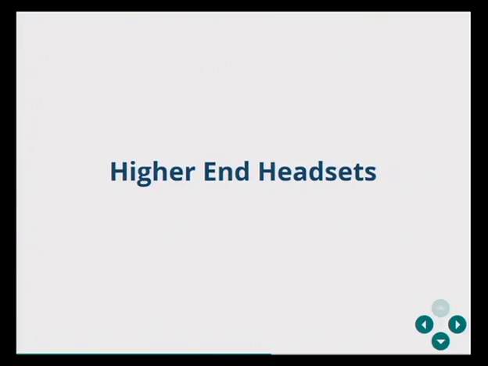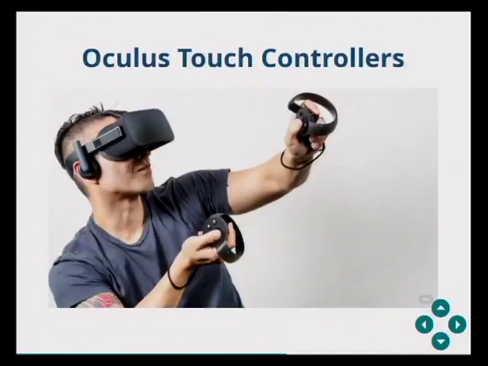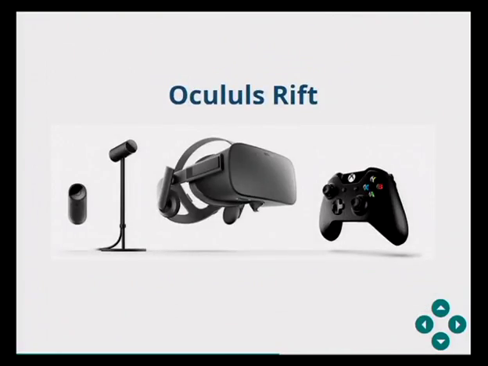So, higher end headsets. Oculus Rift is the first major VR headset that came to market. It has also kind of reignited this craze. We've had VR multiple times. So I can explain what these are. You have a media controller that comes with it. That's the tracking tower. It tracks kind of like a Wii, where that's an IR camera, and then it shoots out IR lights, so they kind of know where you are.